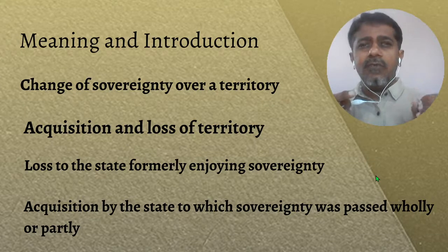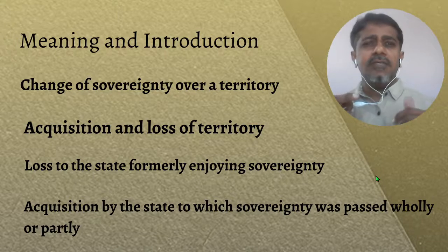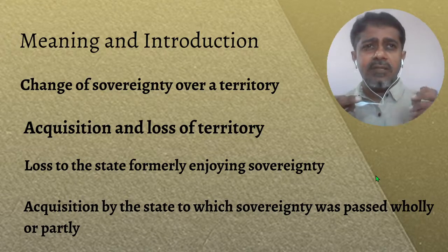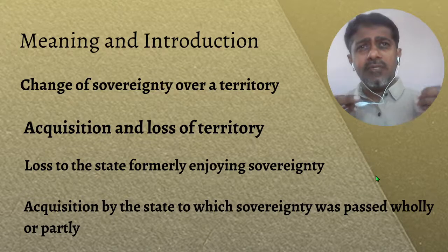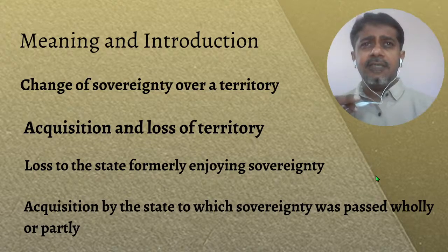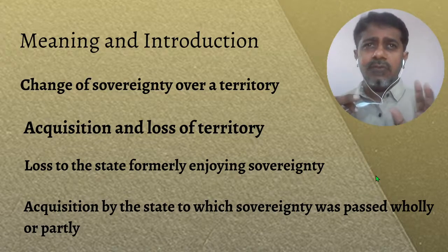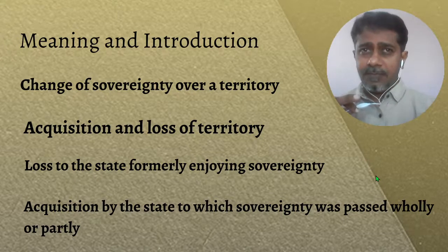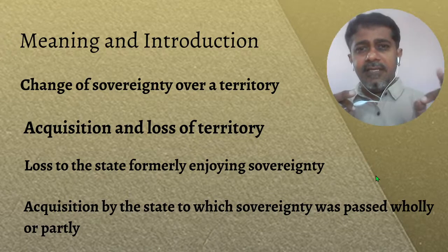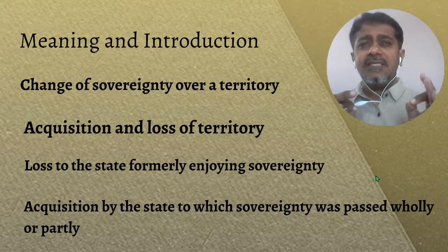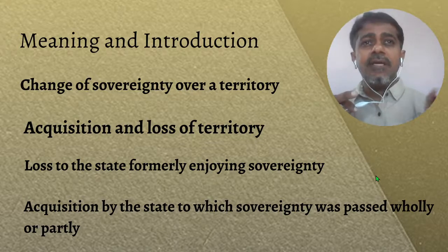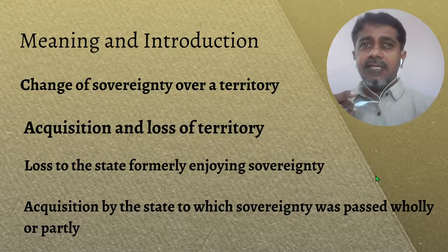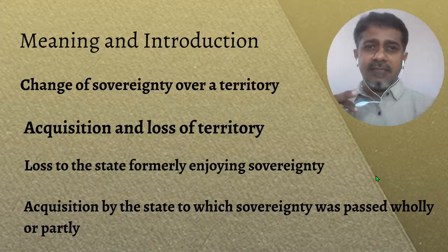Efforts are made to codify the law as to how this state succession is going to happen. What are the rights and obligations which are going to be succeeded by the successor state from the predecessor state? These are the two terms which will be frequently used here afterwards: predecessor state and successor state. Predecessor state is the state which has lost its sovereignty over a territory, and successor state is a new state which has acquired sovereignty over a particular territory. In that sense, we will be using these two terms, predecessor state and successor state.